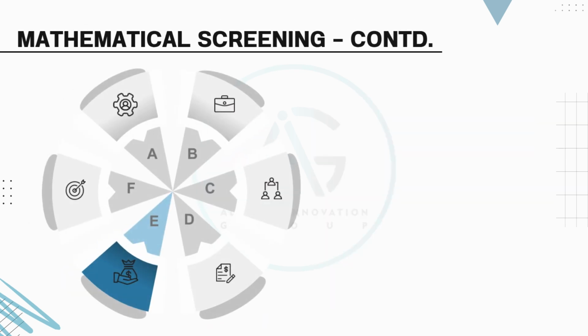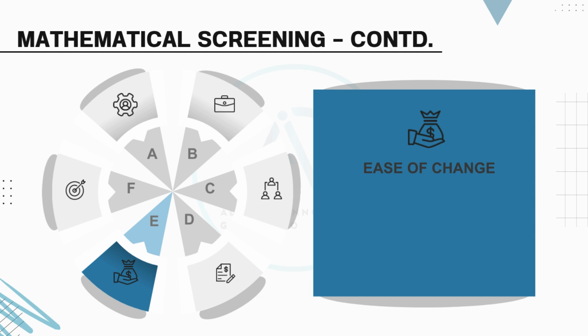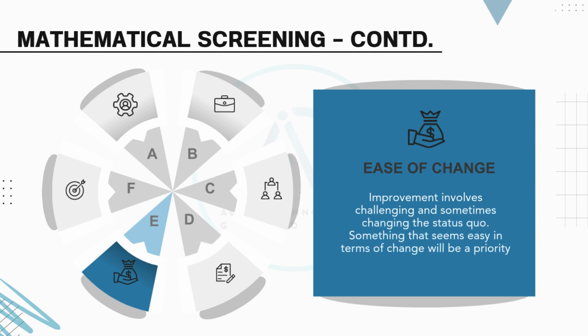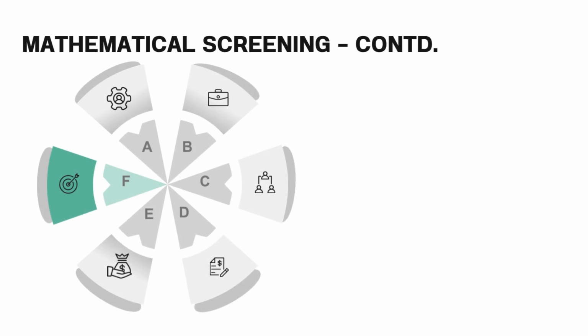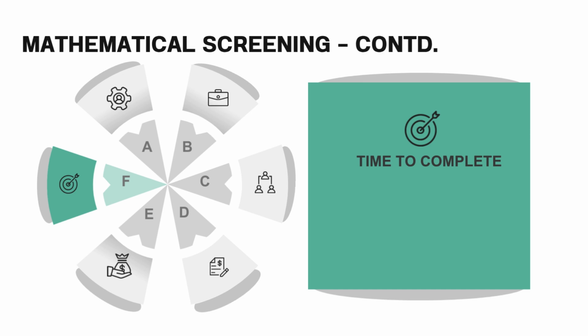Mathematical screening continued. Ease of change. Improvement involves challenging and sometimes changing the status quo. Something that seems easy in terms of change will be a priority. Mathematical screening continued. Time to complete. Project timelines are critical decision criteria to be considered when prioritizing projects.